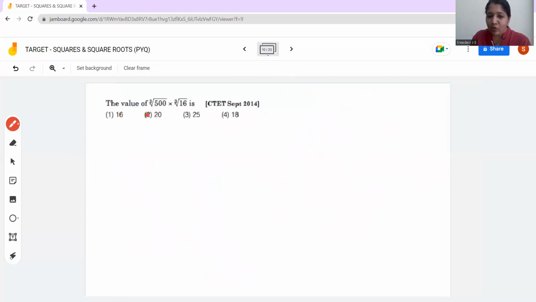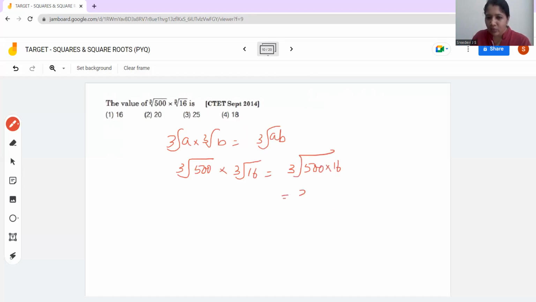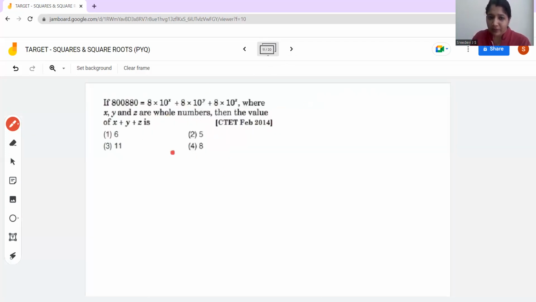Next question: the value of cube root of 500 into cube root of 16. So here we can club this. Cube root of a into cube root of b, we know that it is cube root of ab, right? The same way, cube root of 500 into cube root of 16 will give you cube root of 500 into 16. That means cube root of 16 into 5, that is 8000. So cube root of 8 into cube root of 1000, right? So we'll be getting 20 as the answer. So option 2 is the correct answer. This is just an application of the property here.